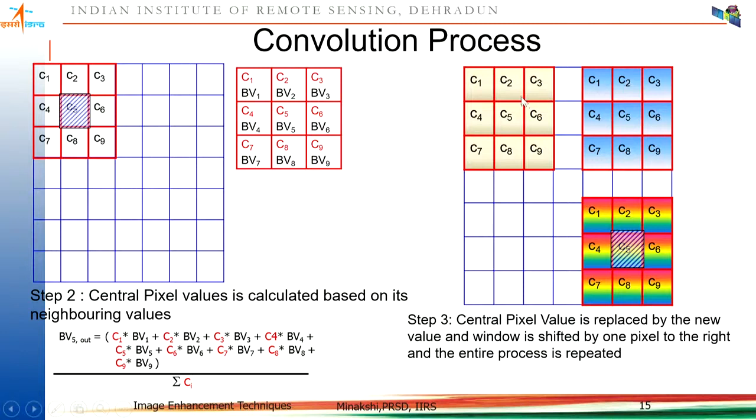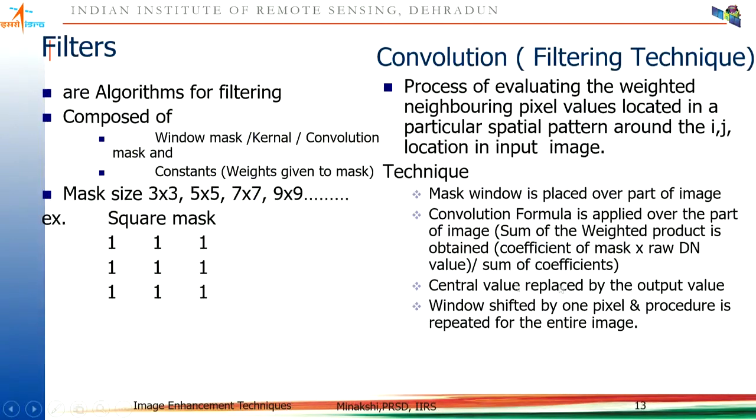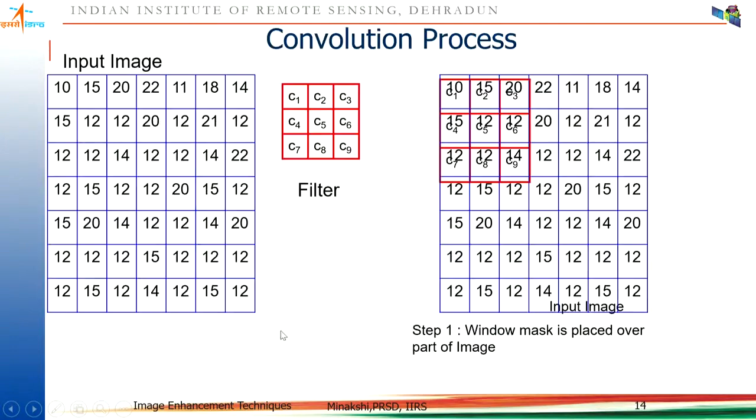And then the window is shifted by 1 pixel to the right. This becomes my central pixel. I repeat the steps. I calculate the new value for this central pixel, put it in the output file, and again keep on shifting till I can compute the last location for the central pixel. This is called the convolution technique. The window is shifted by 1 pixel and the procedure is repeated for the entire image.